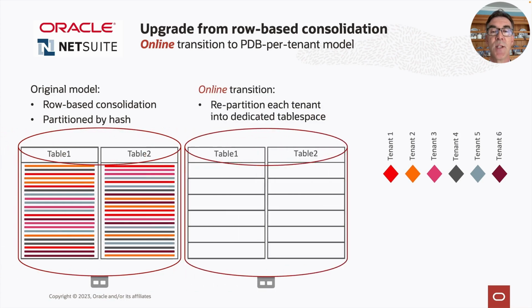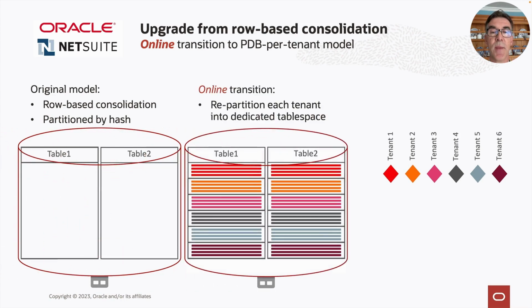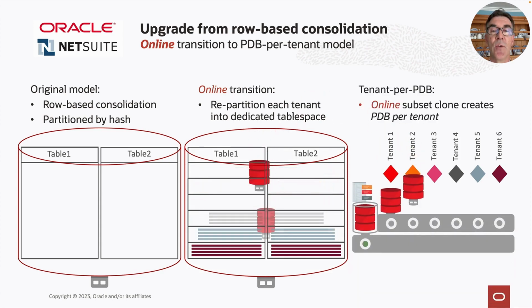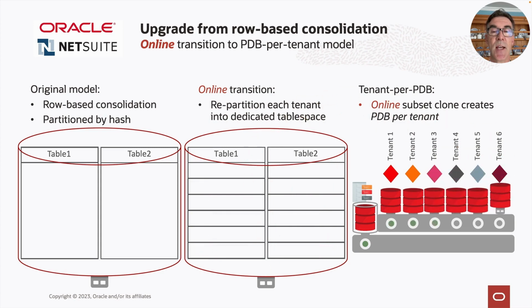Step 1 is to repartition each tenant into a dedicated tablespace. Importantly, this can be done online, that is, without requiring an outage. Step 2 is also accomplished online. Create subset clones for each tenant with only that tenant's data.